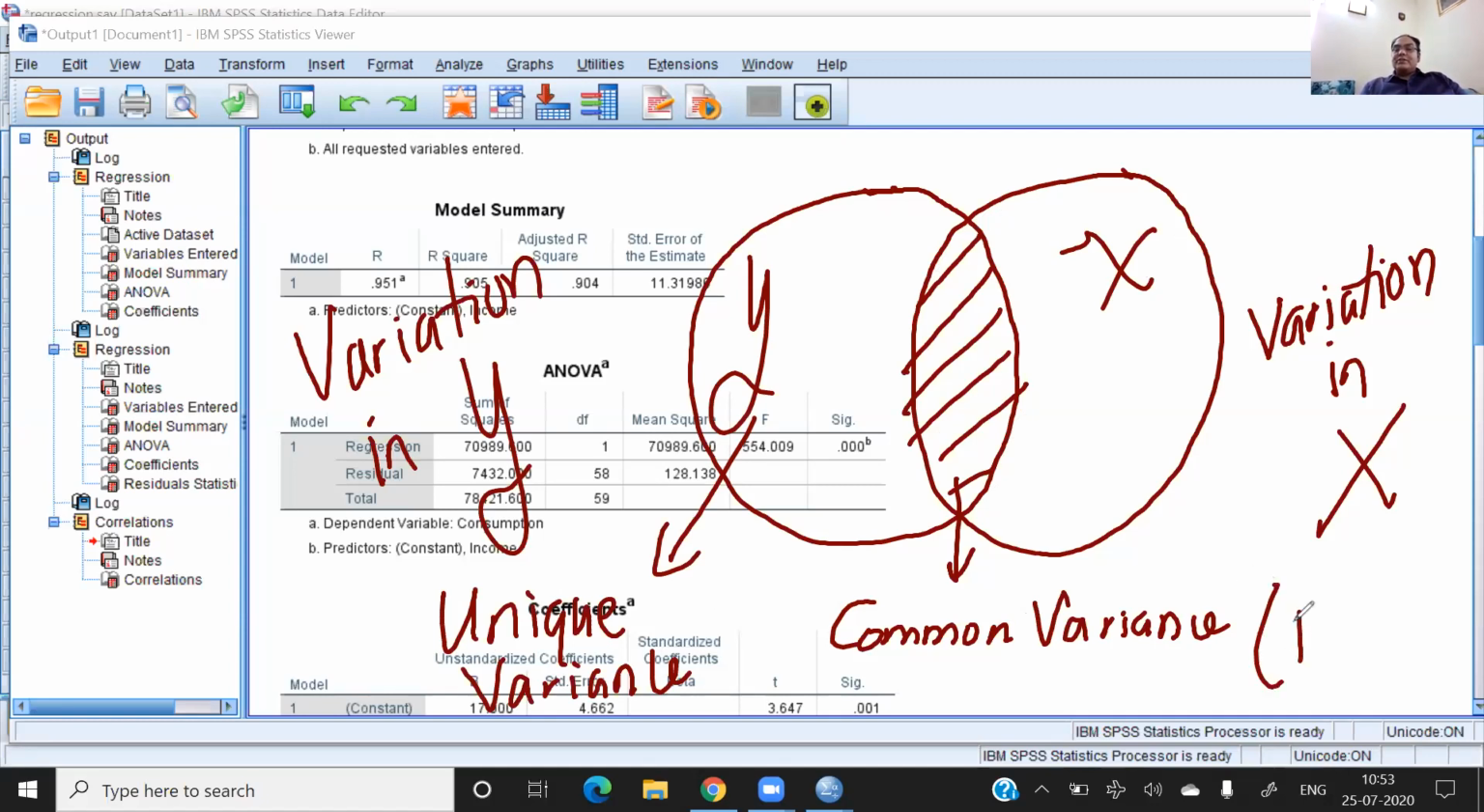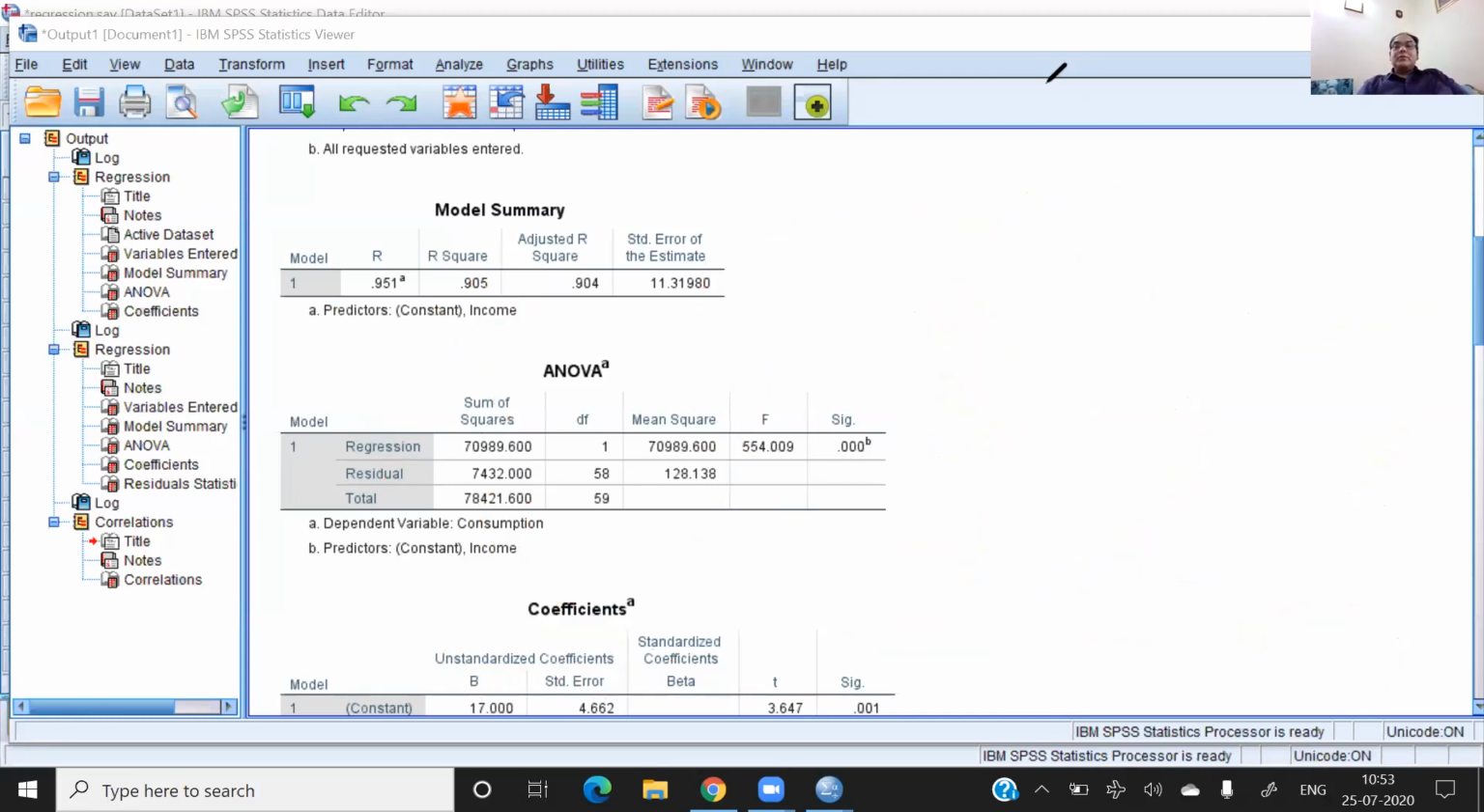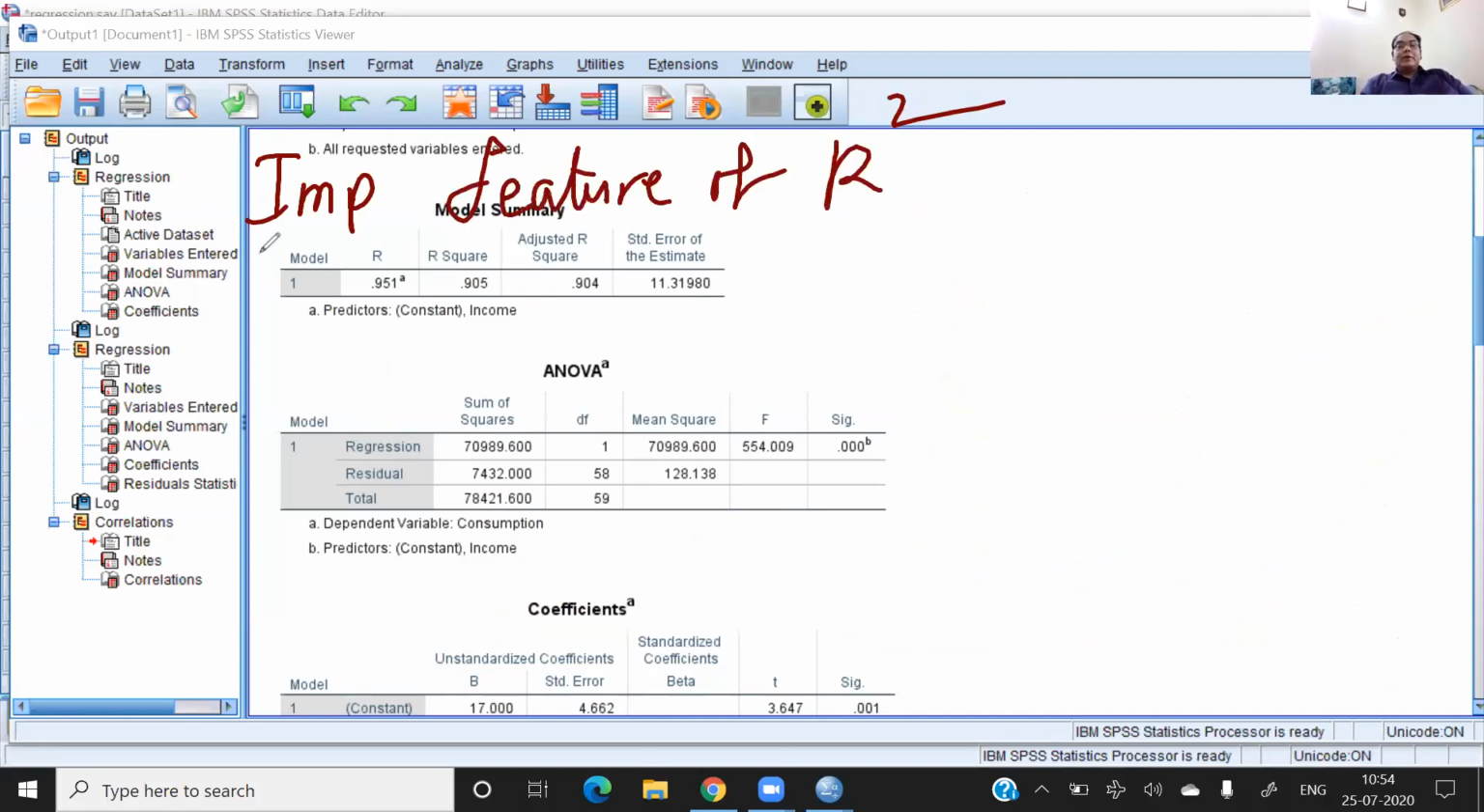So R square is just representing that. So what is R square? R square is representing the proportion of y which can be explained by x. So I hope now you have understood the meaning of R square. Okay, so this is the definition of R square, and there are some very important features of R square that you should understand.